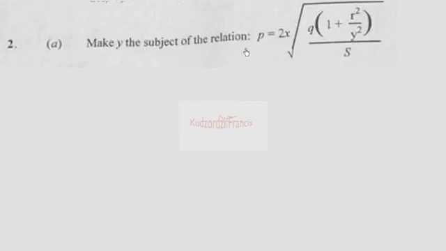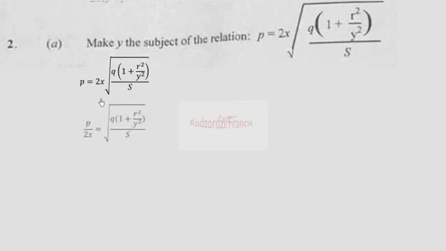Make y the subject of the relation b is equal to 2x all square root of q into 1 plus r squared over y squared, all over s. So we don't have one approach, but this is how you can do it. Someone can decide to divide both sides by 2x first. Someone can also decide to square both sides first. You'll still get the same result.